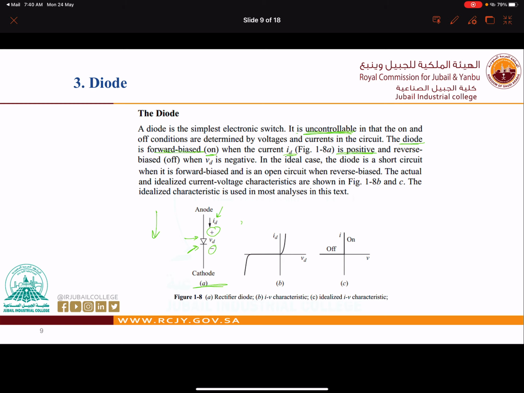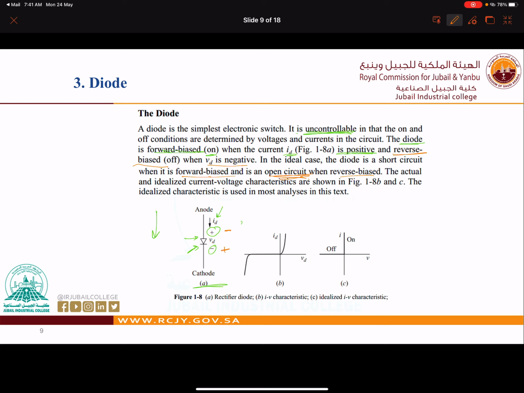Now in reverse bias, which is off, VD is negative, so the voltage from the supply will be minus at the anode and plus at the cathode, and then the current will not go through. So in the ideal case, the diode is a short circuit when it is forward biased, and an open circuit in reverse bias, so no current will go through.